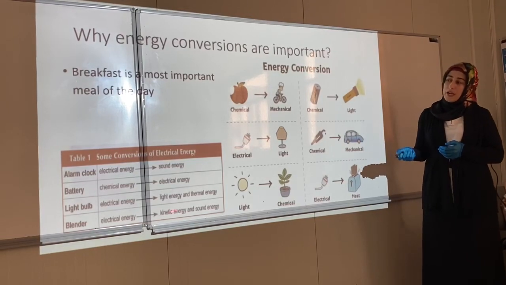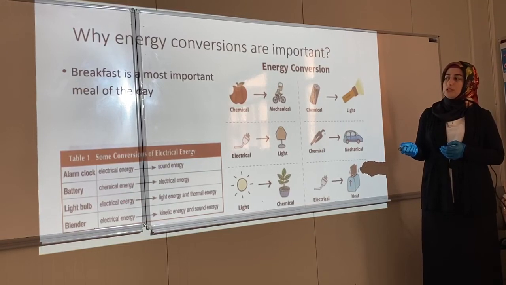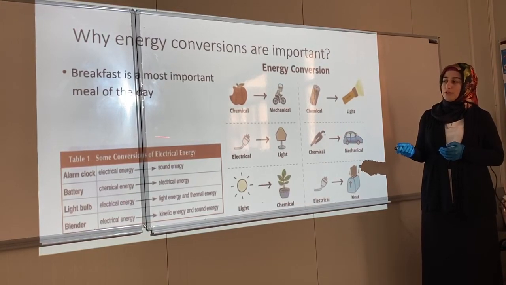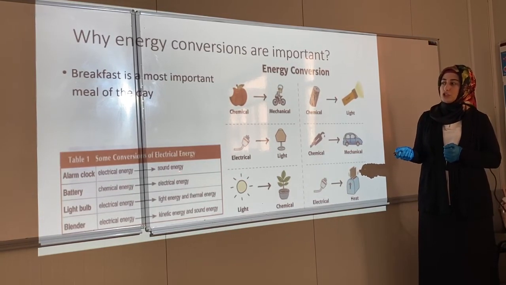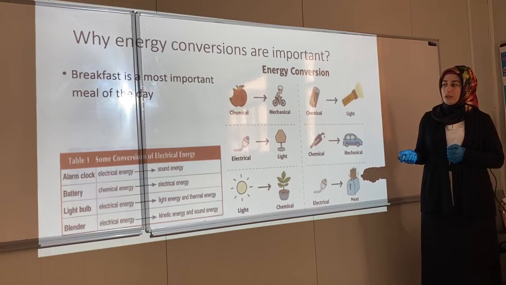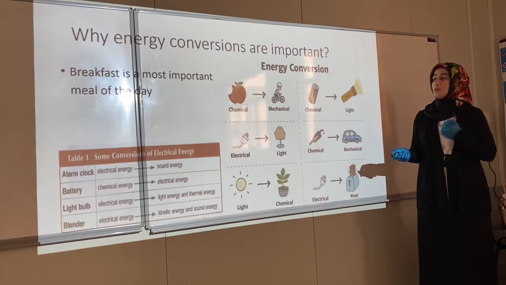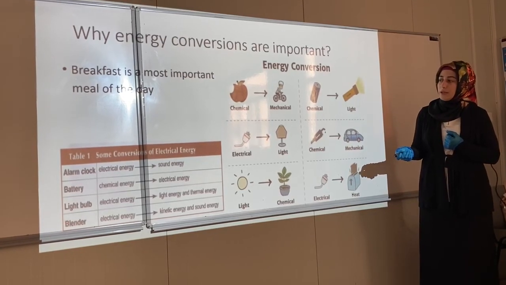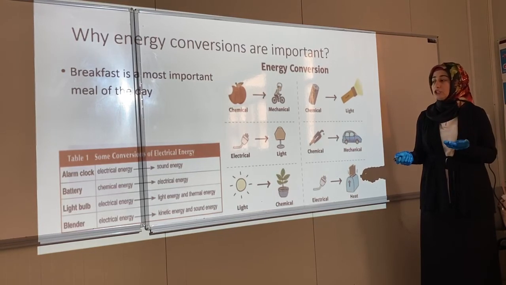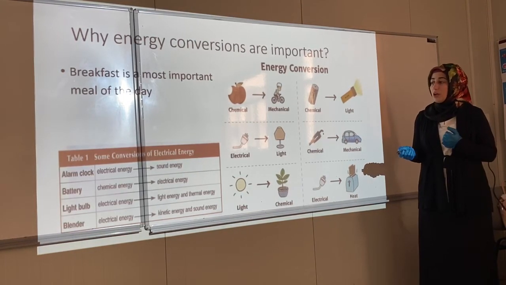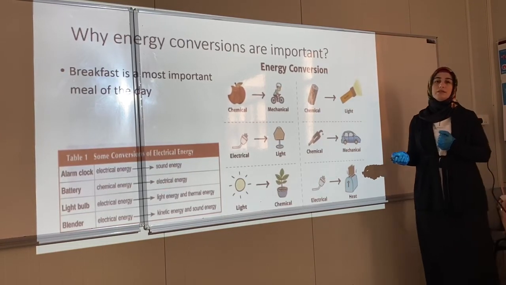This table is inside your book, and these are examples which are very important for you about some conversions of electrical energy. For example, in an alarm clock, electrical energy is changed to sound energy. In a battery, chemical energy is changed to electrical energy. Light bulb, as we can see. In the light bulb, the electrical energy is changed to light energy, and some of the electrical energy is changed to thermal energy. And in a blender, as we know, it's changed to kinetic energy and sound energy.